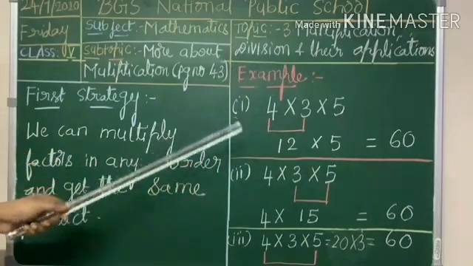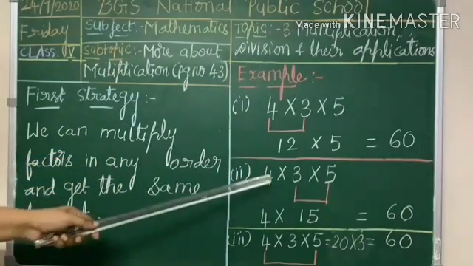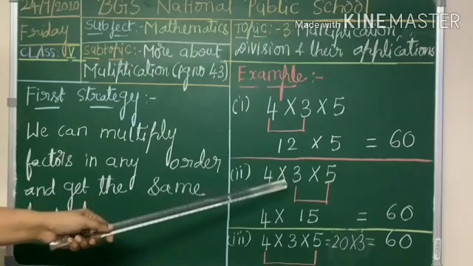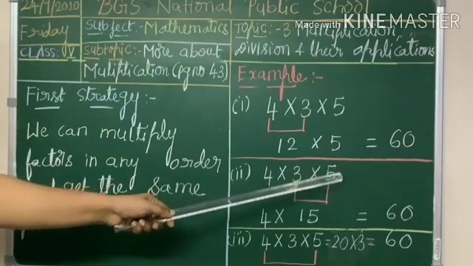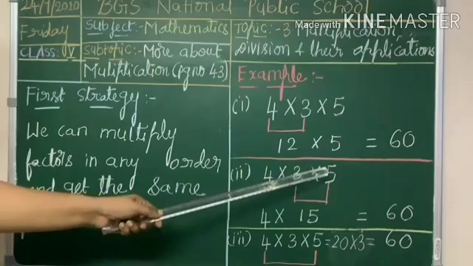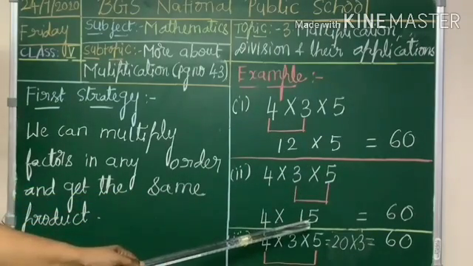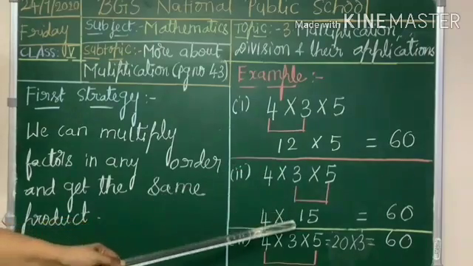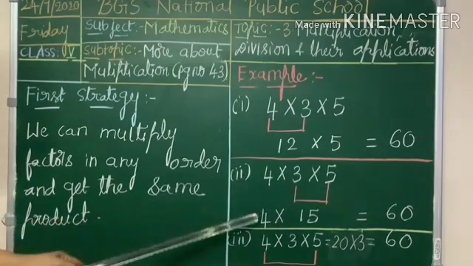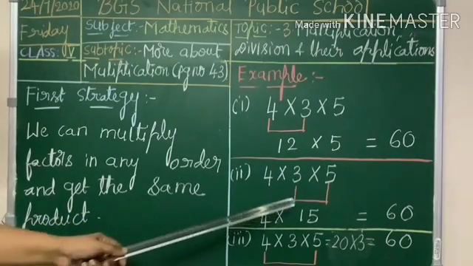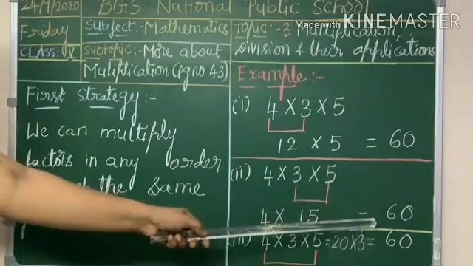Now we'll go to the second one. Here what did I select? I have selected the second number and the third number, that is 3 and 5. I have multiplied 3 and 5. What did I get? I got the product as 15. So with this product I have multiplied 4. What did I get? 4 into 15 equals 60.